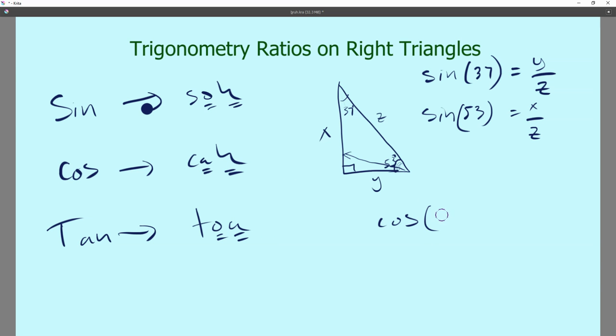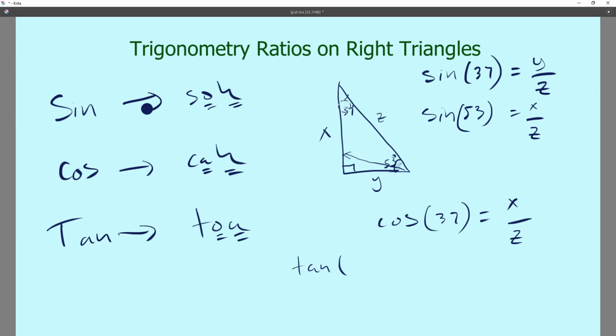And if I did cosine, right, cosine is adjacent over hypotenuse. Now, depending on which angle I'm looking from, if I'm looking from 37, cosine of 37, the adjacent with 37 is x. If I did 53, adjacent of 53 would be y, but here it's 37. So adjacent of 37 is x, and I have that over z because z is my hypotenuse.